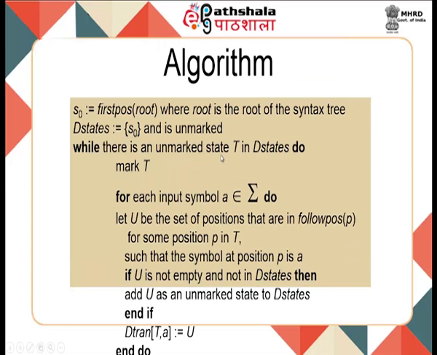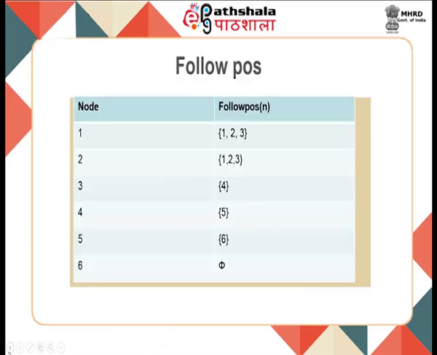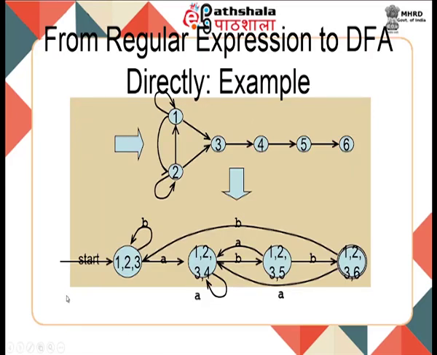Okay. So, what do we do here? Well, there is an unmarked state T in D states, mark T, and for each input symbol A belonging to sigma, do: let U be the set of positions that are in follow position of P for some position P in T, such that the symbol at position P is A. If U is not empty and not in D states, then add U as an unmarked state to D states. Now, this is actually the algorithm which is given in the book. Let us just look at it very simply in a simplified fashion.